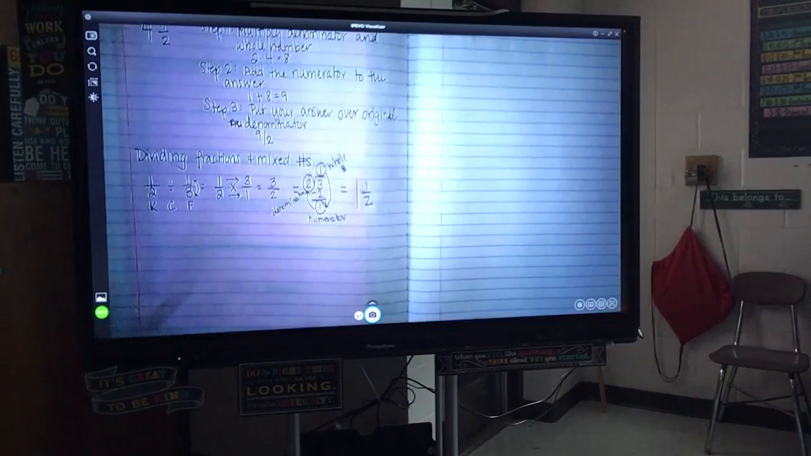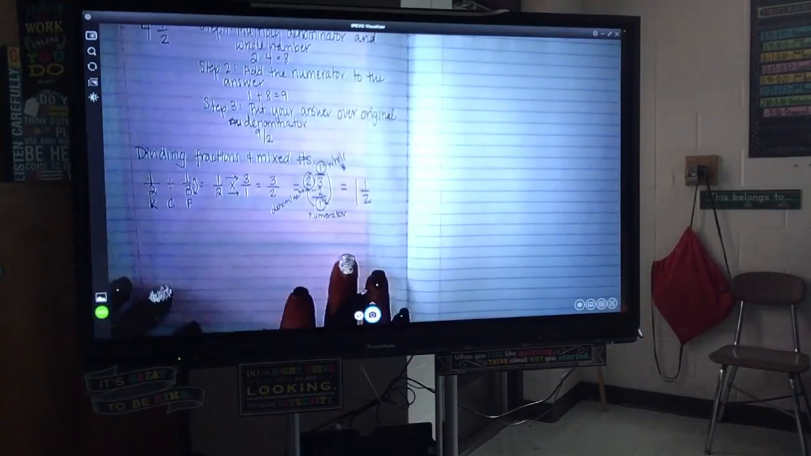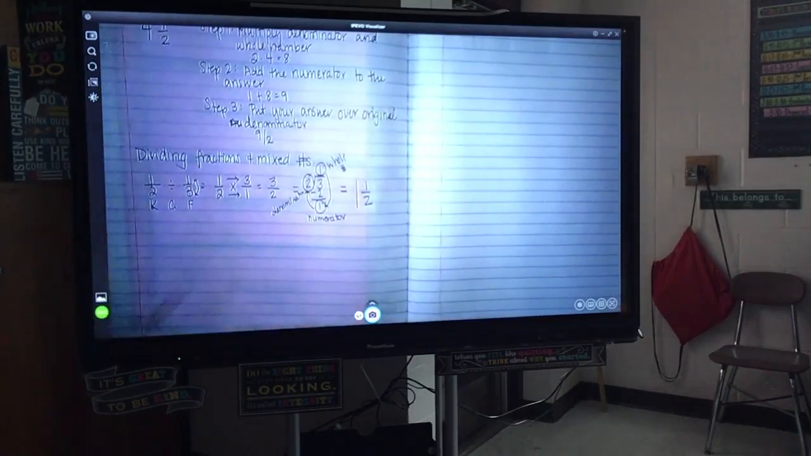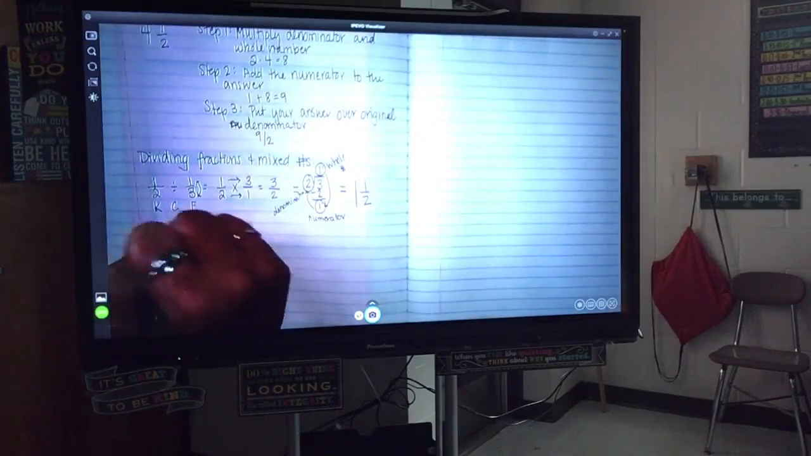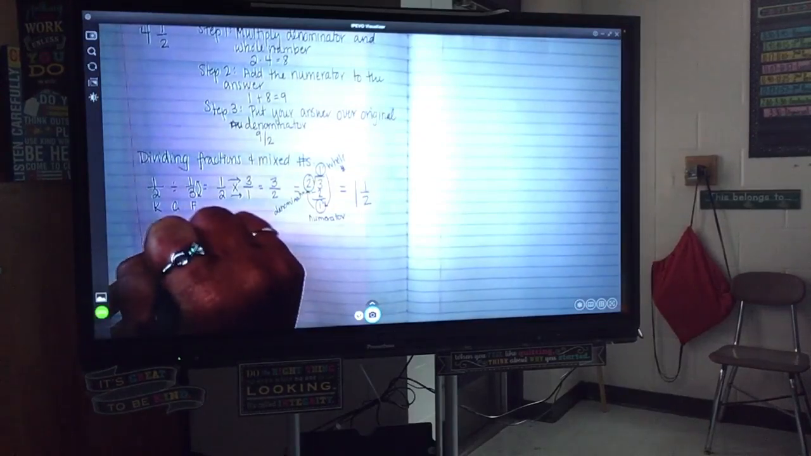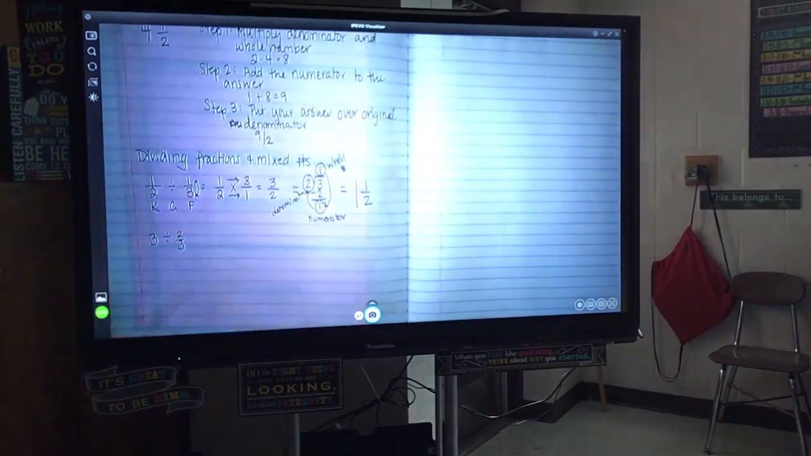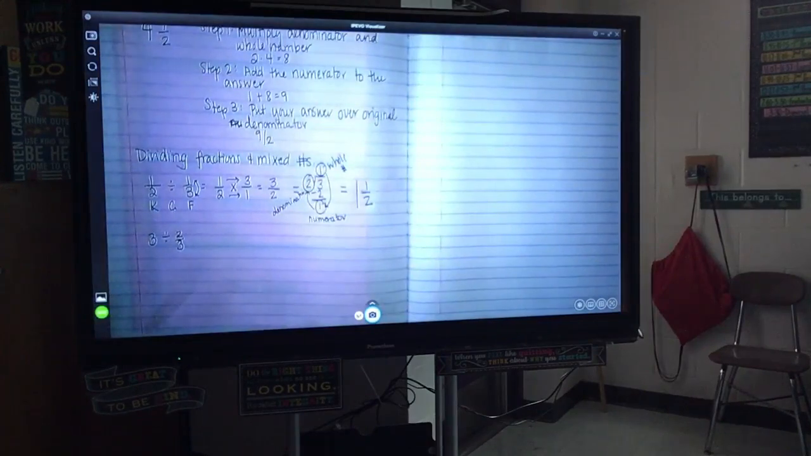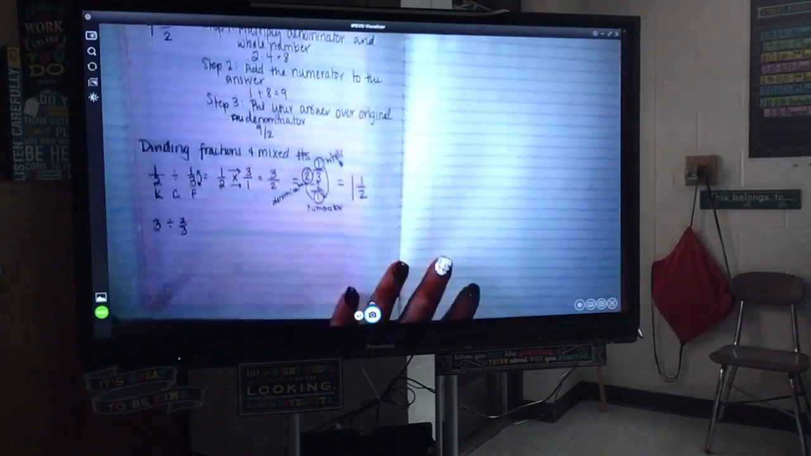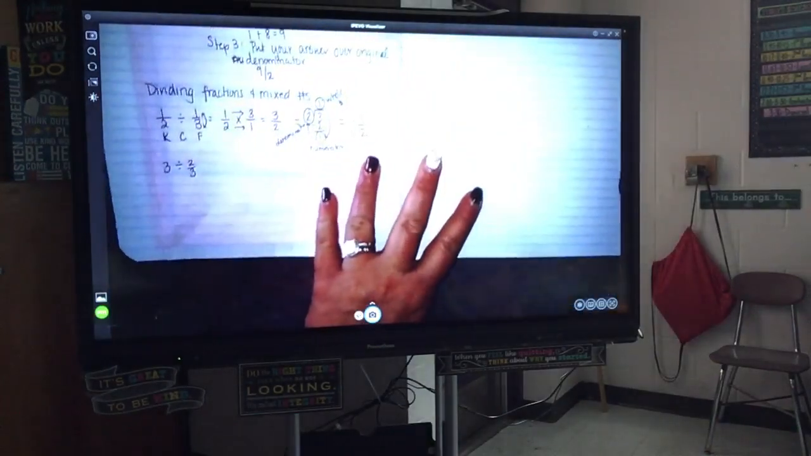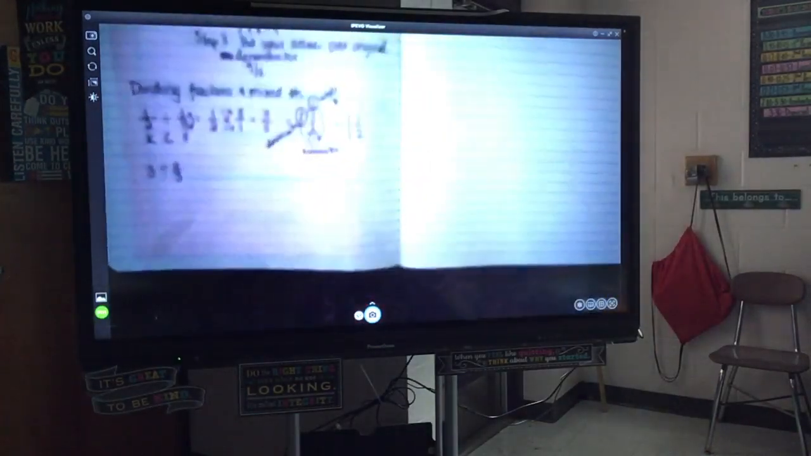All right, so that's just dividing a fraction by a fraction. So now let's go ahead and divide a whole number by a fraction. So we're gonna do 3 divided by 2/3. What do we have to do here for this one? Because we can't just divide. What do we have to do?